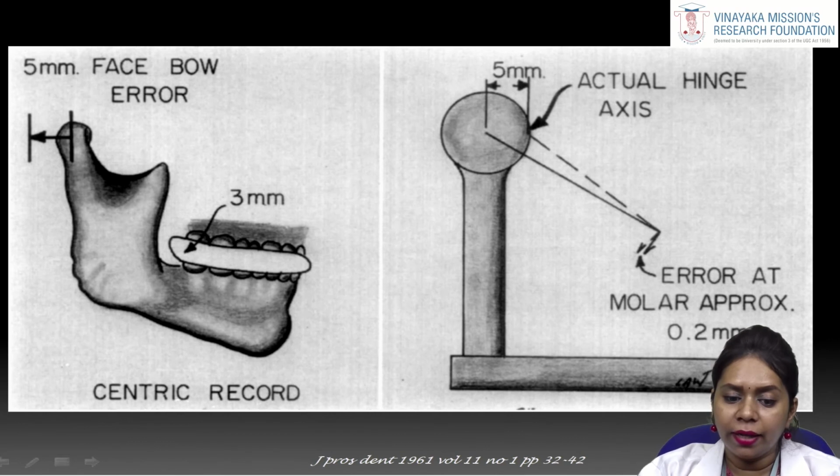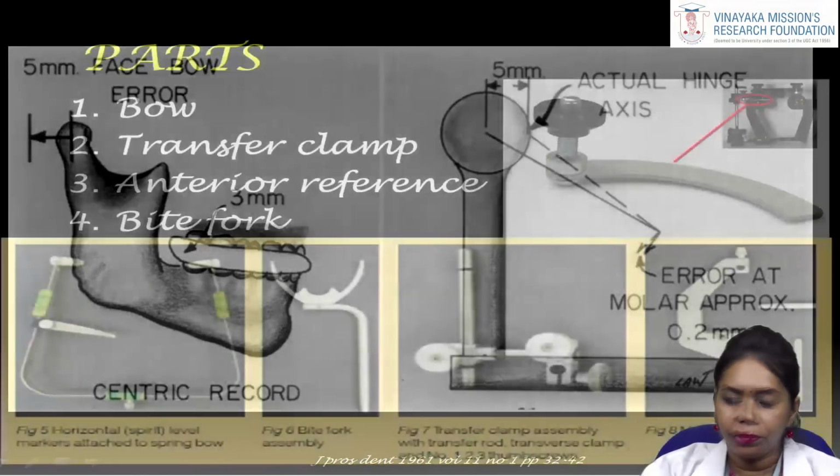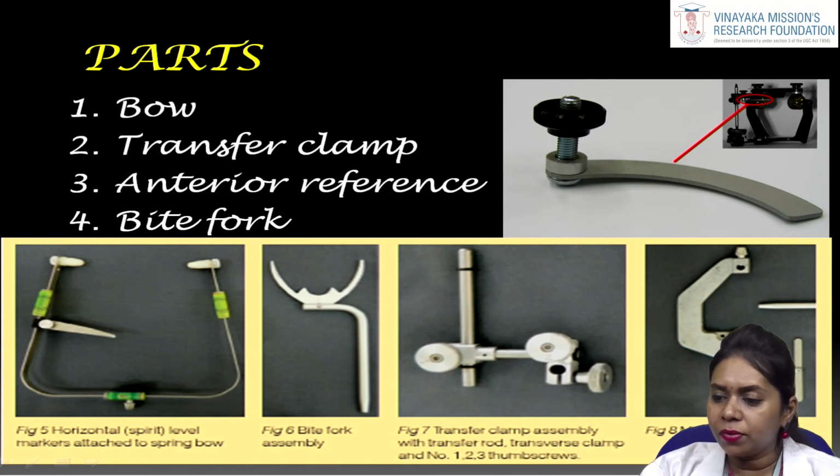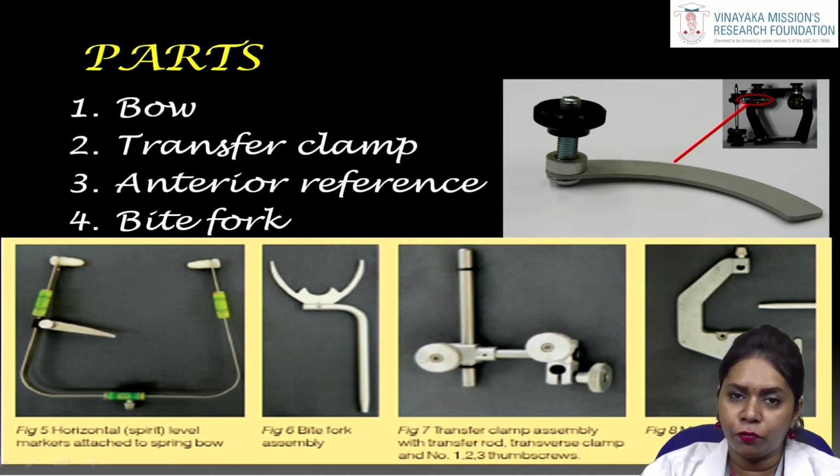However, there are greater concerns when extensive changes are to be made to the dentition or the occlusal vertical dimension needs to be altered. So let us see what are the parts of a face bow. So you can see first there is a bow, because of which the name face bow. Then there are transfer clamps which are used to transfer the data from the patient to the articulator. Then there are anterior reference point indicators and there is a bite fork present.